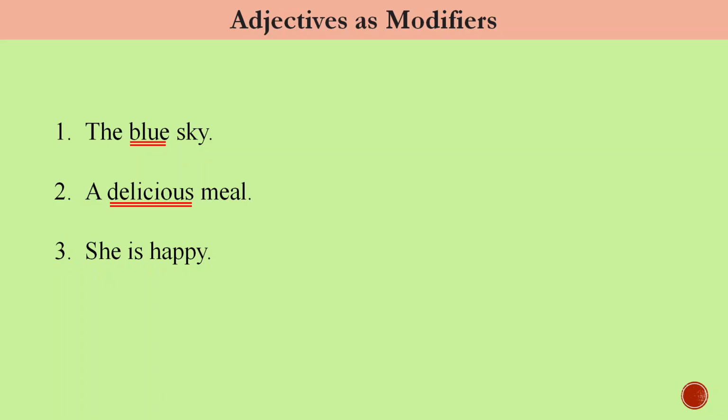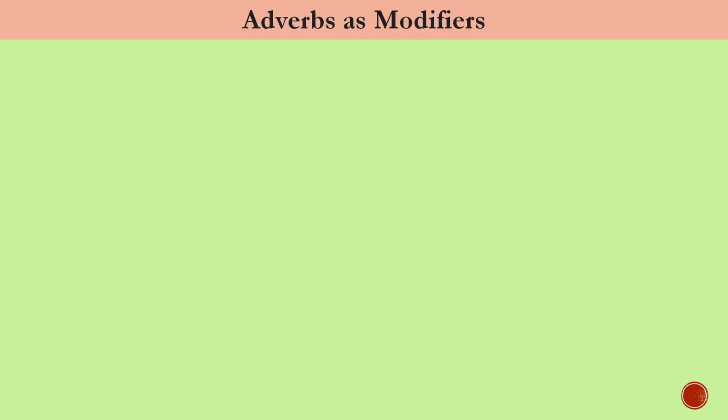And in number three, I have given a sentence here. She is happy. Here, the word happy is an adjective that modifies the pronoun she. So these are examples of adjectives as modifiers. Now, let's come to adverbs as modifiers.